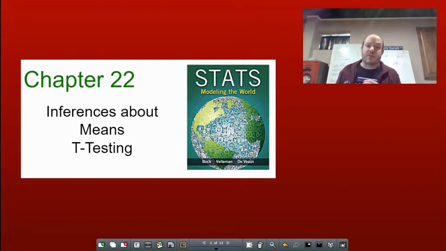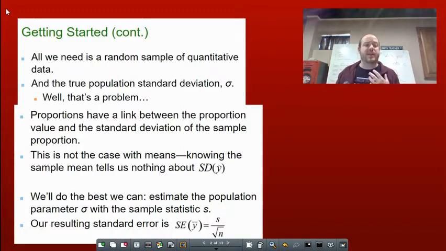Now, the reason we are running into some problems is that in order to find a confidence interval or hypothesis test, we really only need two things. We need a properly collected random sample of data. Then we need to compare that with the true population standard deviation. But this is where we run into the issue. In a previous video, we covered the z-interval and the z-test, and I said the number one thing to look for in those questions is the phrase population standard deviation. All three of them need to be together.